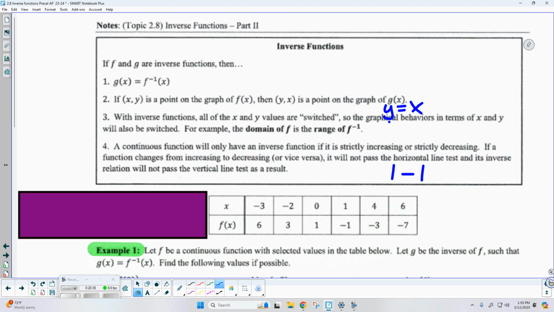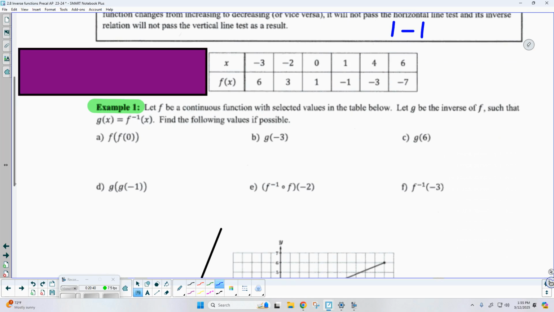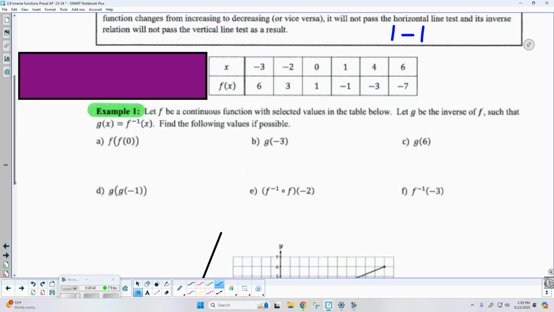Okay, so with these in mind, here's our next problem, or set of problems, I should say. Now, let f be a continuous function with selected values in the table, should be above. Let g be the inverse of f, such that g equals f inverse. Find the following values if possible. Okay, so the first one doesn't even involve inverses. It's just identifying values from the table.